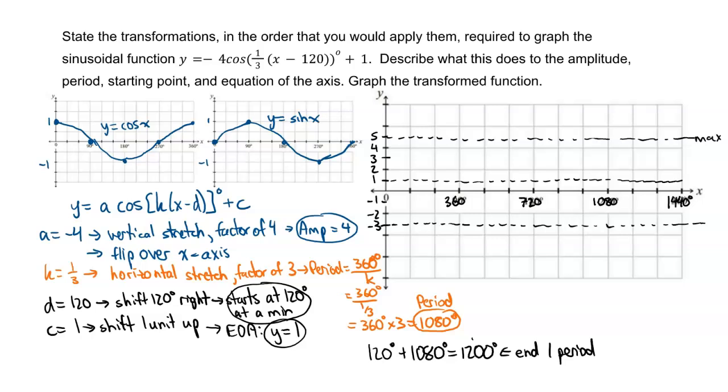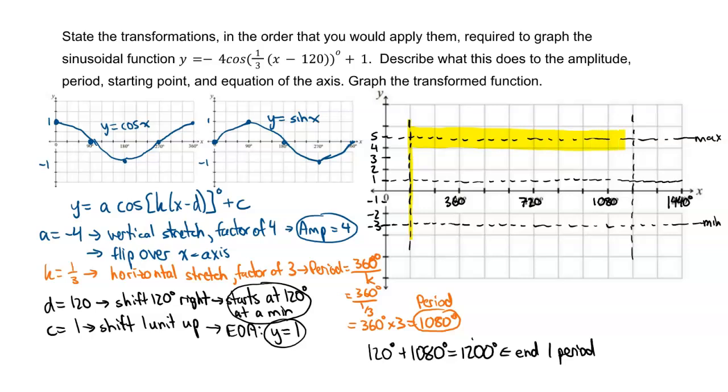And so I'm just drawing those as dotted lines. And the top line is going to be the max. The bottom line is going to be the minimums. And then that middle line is the equation of the axis. So now I'm going to add the horizontal values. I know it starts at 120 degrees. It's 1/3 of the way to 360. And it's going to end at 1200 degrees. It's 120 past 1080. And so that's the beginning and the end of my cycle.